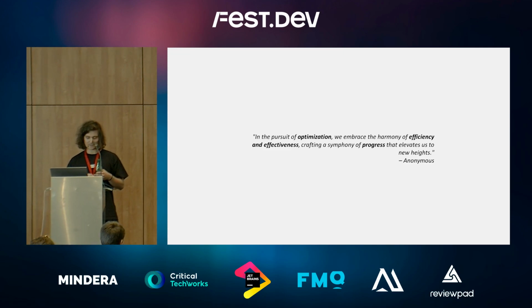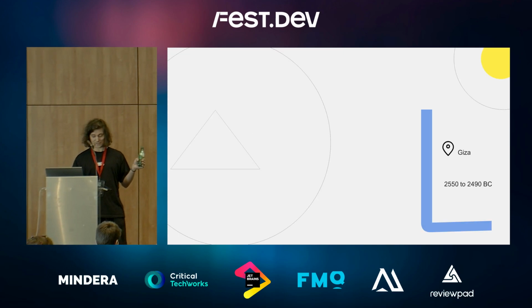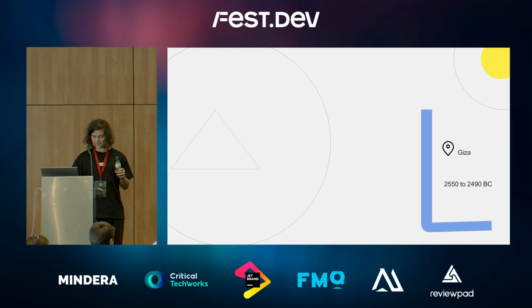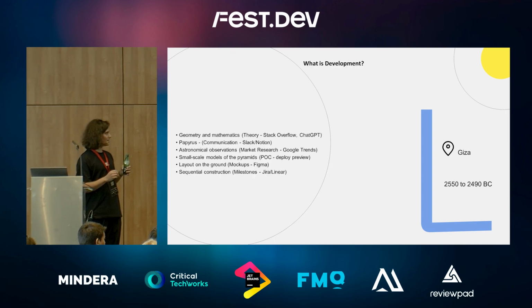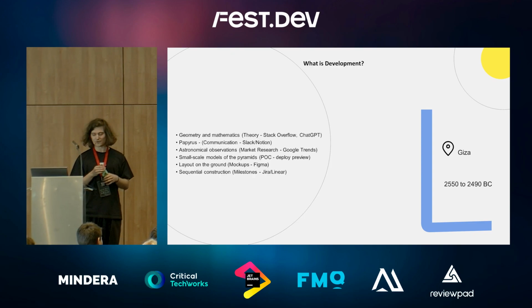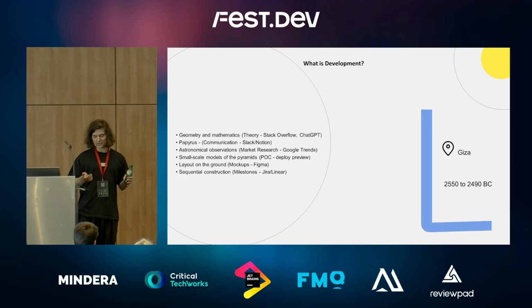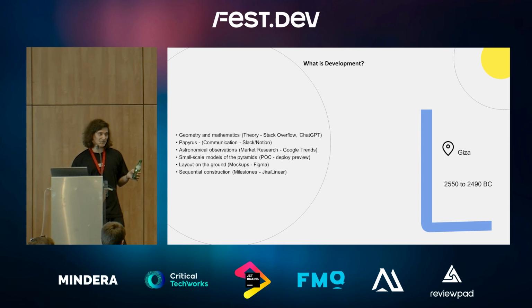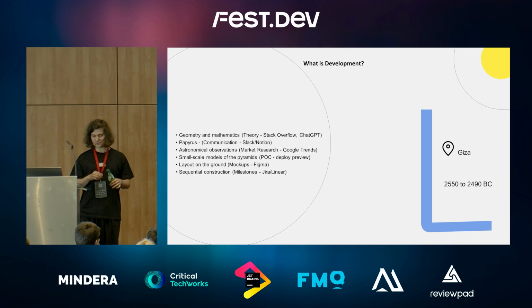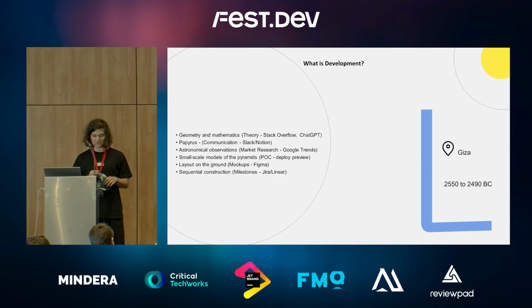So for example, Giza, 2,500 before Christ. In general, they did a lot of stuff that could be super similar to what we do now. For example, they used some science to build pyramids. I don't know, it was the theory or something, so I compared it to Stack Overflow that we use now, or maybe ChatGPT in the future.